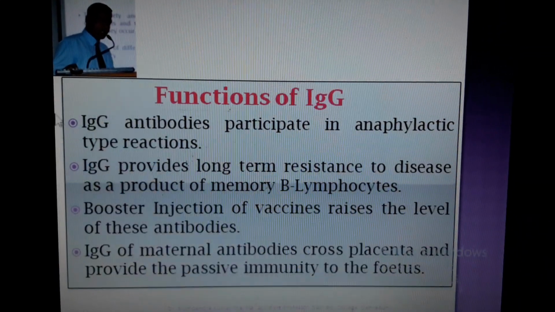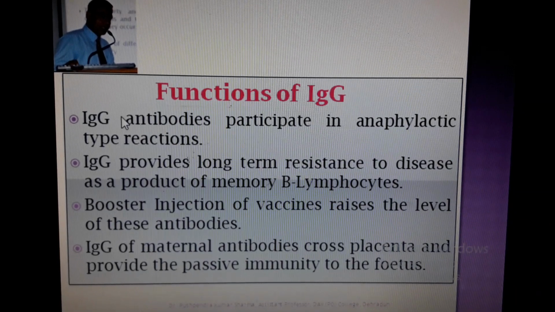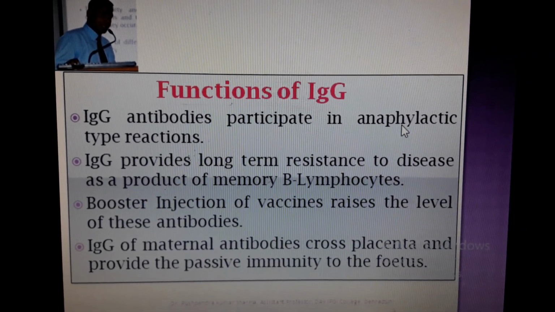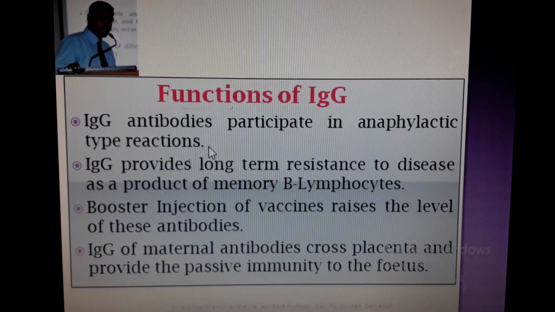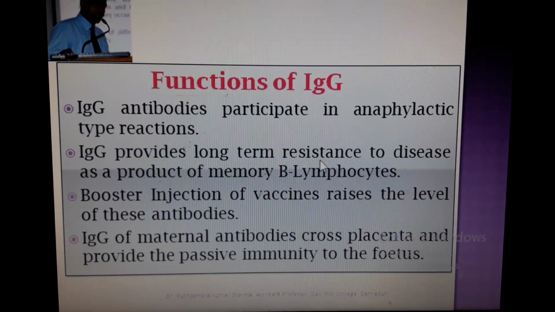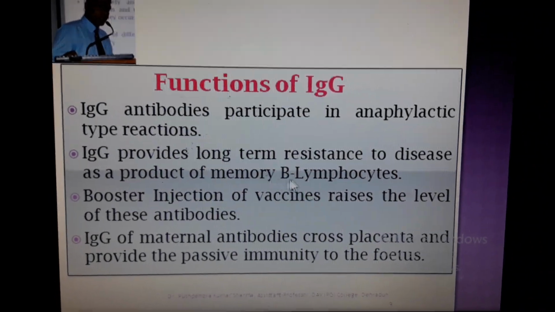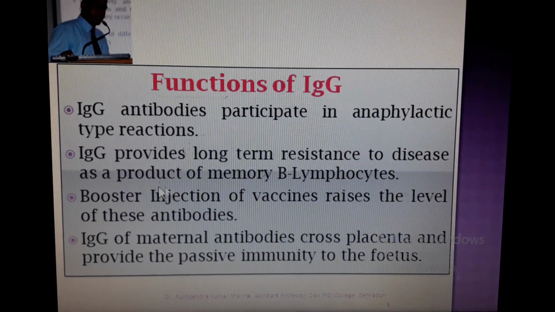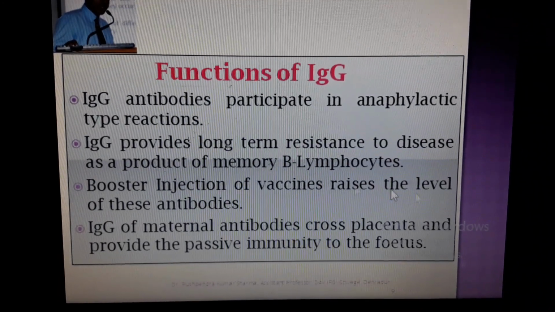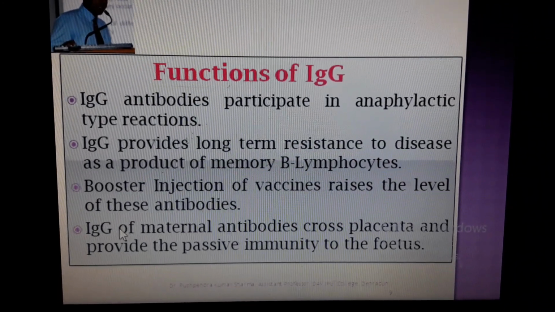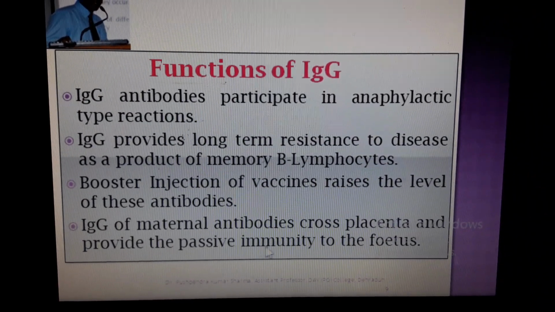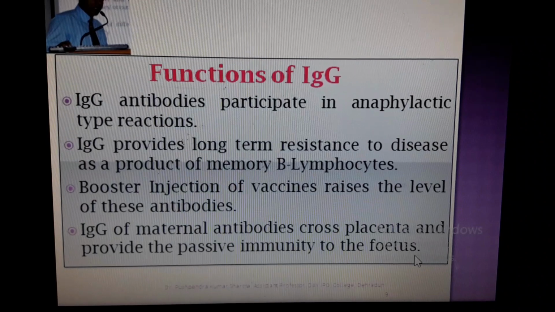Now the functions of IgG. IgG antibody participates in anaphylactic type of reactions. IgG provides long-term resistance to a disease as a product of memory B lymphocytes. Booster injection of vaccines raises the level of these antibodies. IgG of maternal antibodies cross the placenta and provide passive immunity to the fetus.